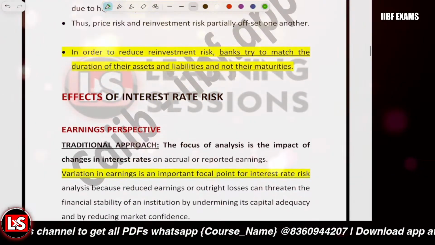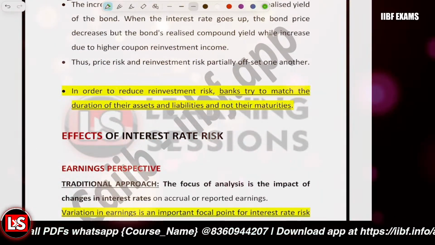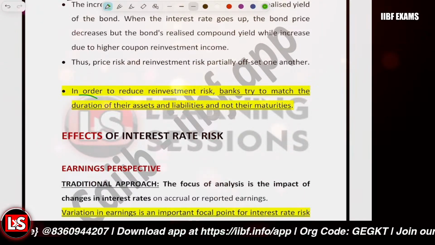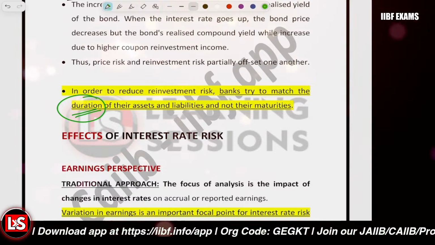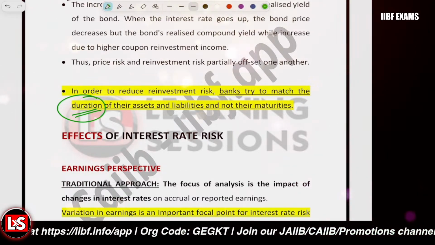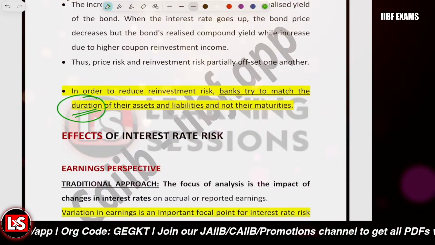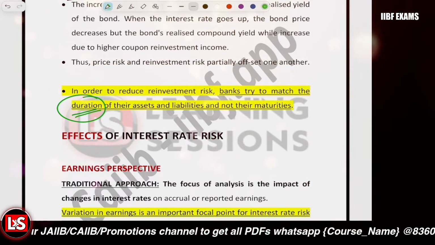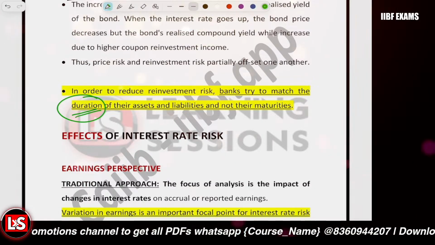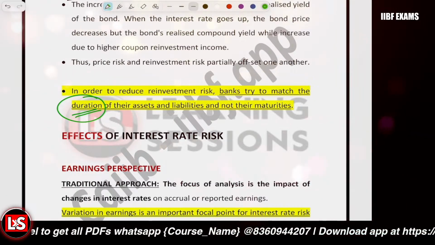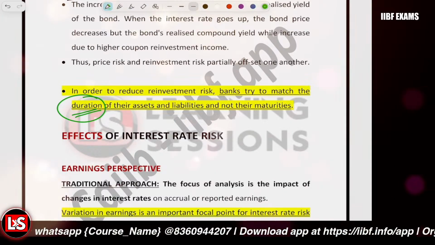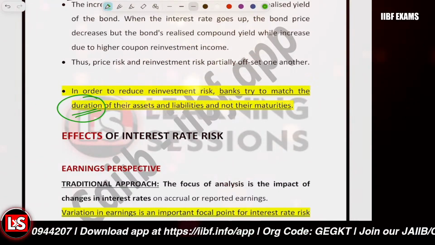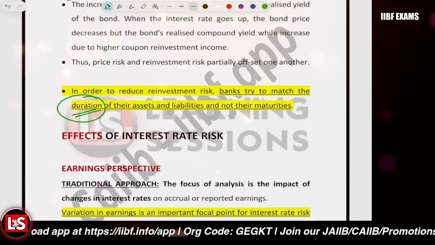So what strategy should the management be following? Management tries to match the duration of the assets and liabilities, not just the maturity. Whatever particular assets or liabilities you have, the management tries to match the duration rather than just matching the particular things. Otherwise just maturity won't be helping. The management tries to match the duration.